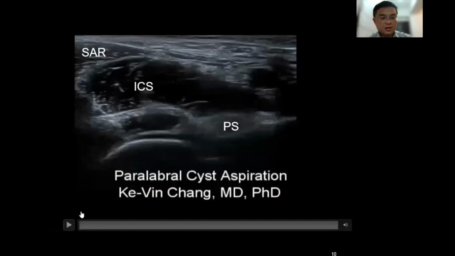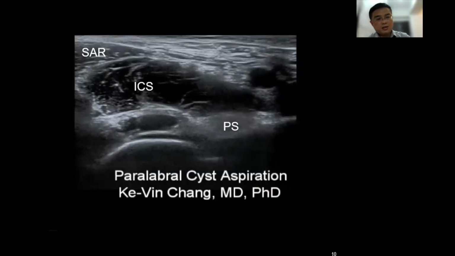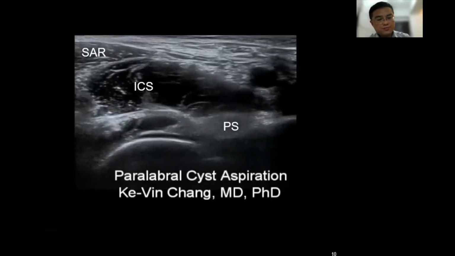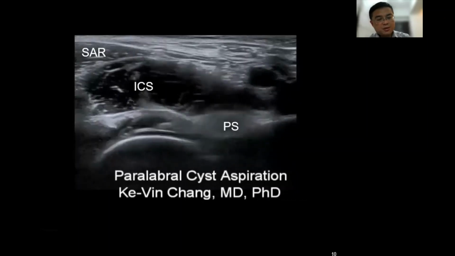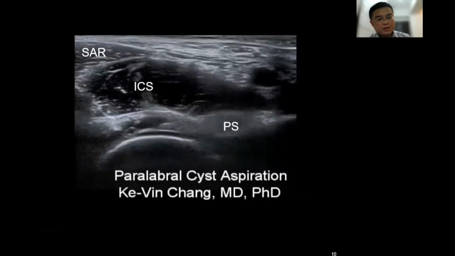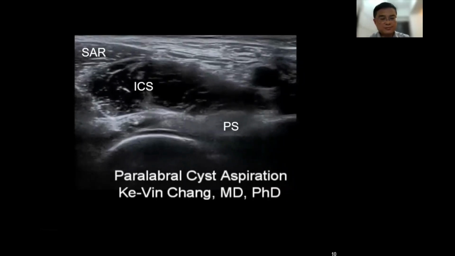So this is another case complaining of hip pain, and then you can find underneath the iliacus muscle, there is an area of fluid accumulation. Here, actually, in a normal participant, it should be the area where the labrum is located. But now you can find that the labrum has been separated by the collection of fluid. So this is the paralabral cyst. So you can use ultrasound-guided aspiration to remove the fluid to relieve the symptoms.